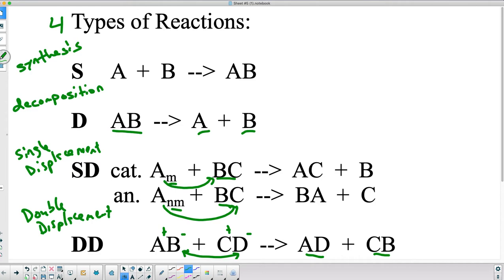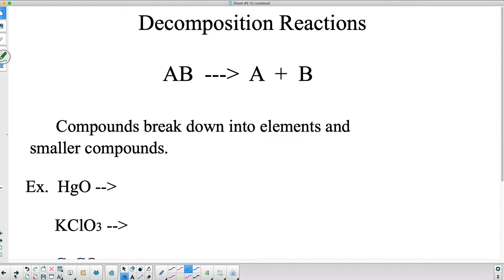Okay, just thought it was nice for you to hear all of that again because we're going to continue to go over this with notes. Here's a decomposition reaction. Here's my AB. It's definitely a compound. You will see sometimes, many times, it will be written as a compound plus heat, and that's a dead giveaway that we have a decomposition reaction when you see the plus heat.